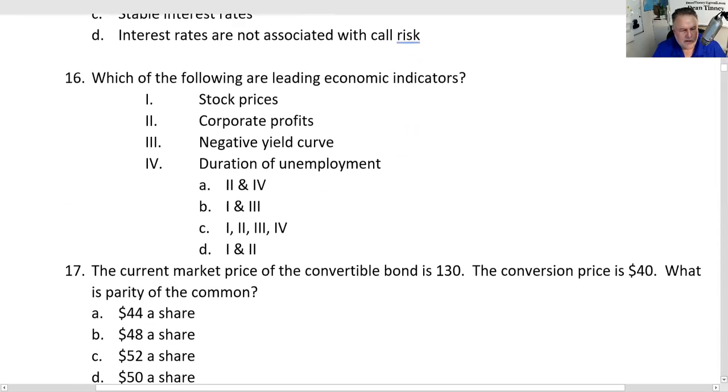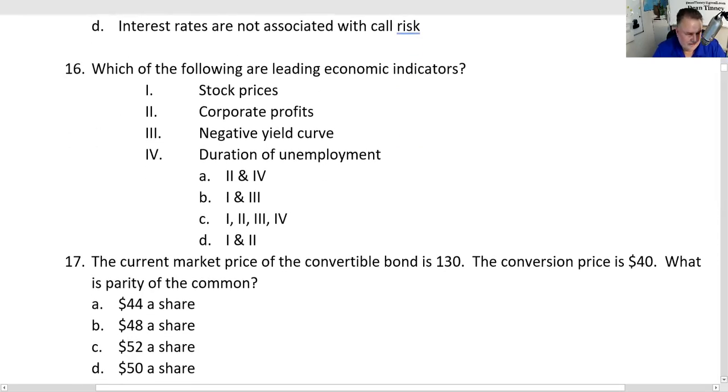The stock market is all about expectations of earnings, future expectations of earnings. And so stock prices are considered to be a leading economic indicator.